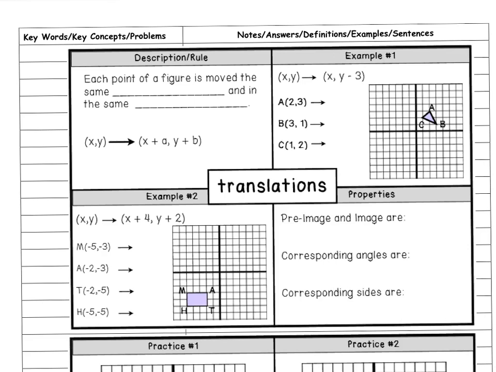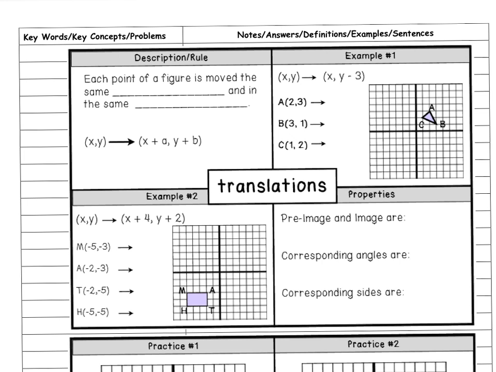We're back for the second part of our translations lesson. I just want to remind you what our essential question is: how do you complete a translation? We just got done talking about most of the vocabulary that you need to know for this unit. So we're going to start talking about a translation now, and we're going to define it first.